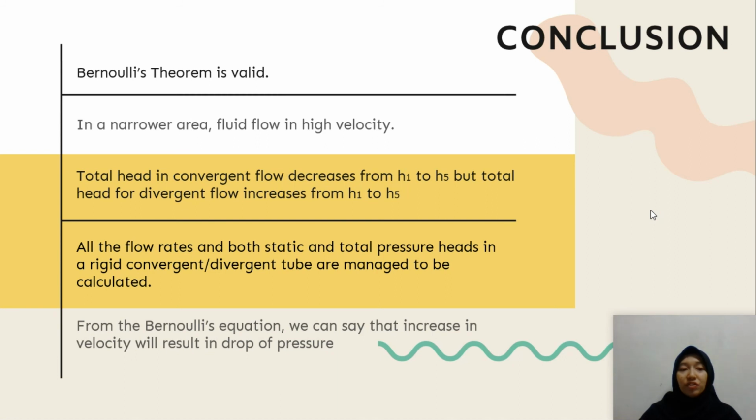For conclusion, first, we can say that Bernoulli's theorem is valid. Next, in a narrower area, fluid flows at high velocity. Total head in convergent flow decreases from H1 to H5, but total head for divergent flow increases from H1 to H5. Then, all the flow rates and both static and total pressure heads in a rigid convergent and divergent tube were calculated. And lastly, from Bernoulli's equation, we can say that an increase in velocity will result in a drop of pressure.